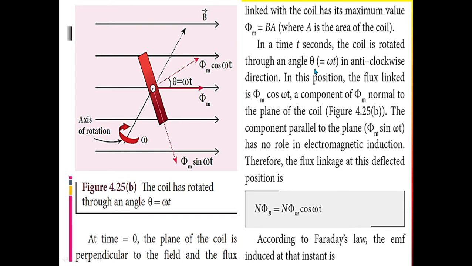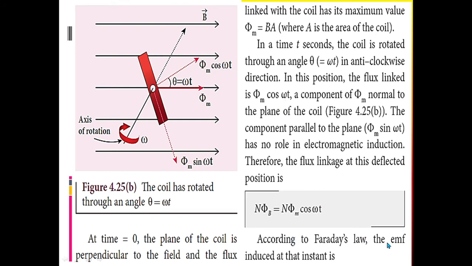What happened? In this position, the flux linked is φ_m cos ωt. A component of φ_m is normal to the plane of the coil. The component parallel to the plane, φ_m sin ωt, has no role in electromagnetic induction. Therefore, the flux linkage at this deflected position, Nφ_B, where N is the number of turns, is nothing but φ_m cos ωt.